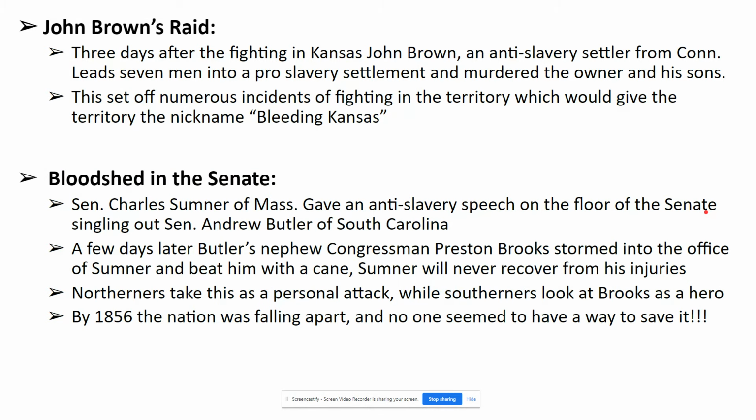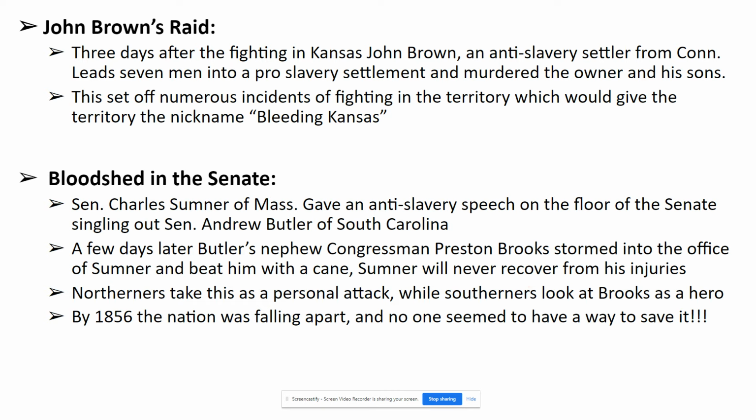You also had two other things, and I'm going to skip out of order here. You actually had senators starting to fight in the Senate building. In the Congress Capitol, Senator Charles Sumner of Massachusetts gave this huge speech, singling out Senator Andrew Butler of South Carolina. Sumner was an abolitionist. Butler was a Southern supporter. Long story short, Butler's nephew came into Congress and literally beat him, so much so that Sumner would never recover from his injuries. So again, anytime you spoke about slavery, Southerners took it as if you were attacking them.